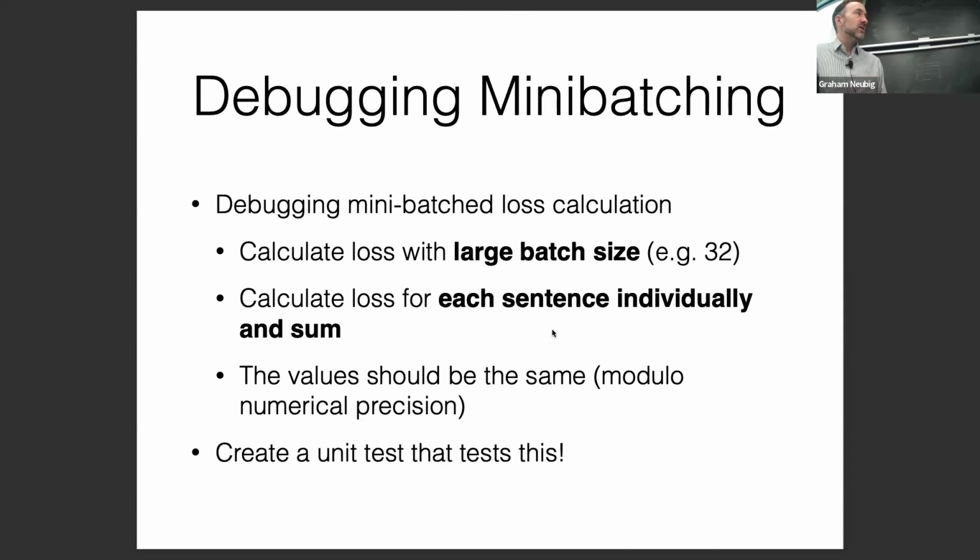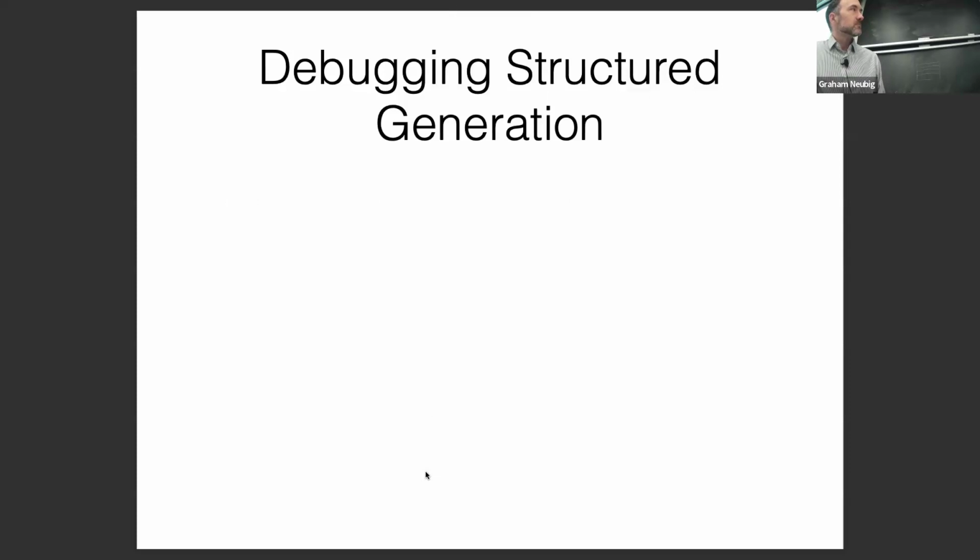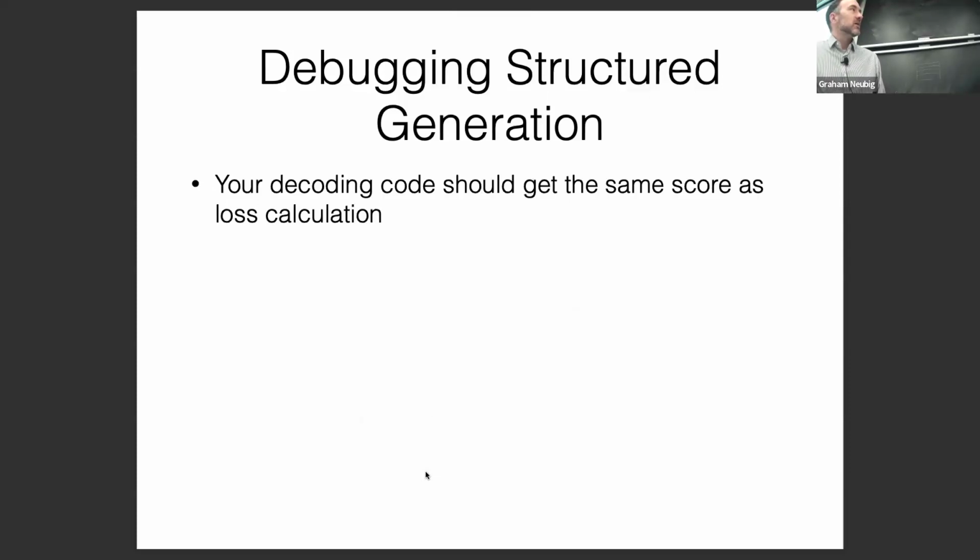You can even create unit tests that test this. Like in machine learning code, especially neural network-based machine learning code, we don't write unit tests that often because it's kind of hard to do. There's lots of randomness and other stuff like that. But this is one thing that you can easily test and make sure that you don't have any mistakes in. Any sort of generation algorithm.